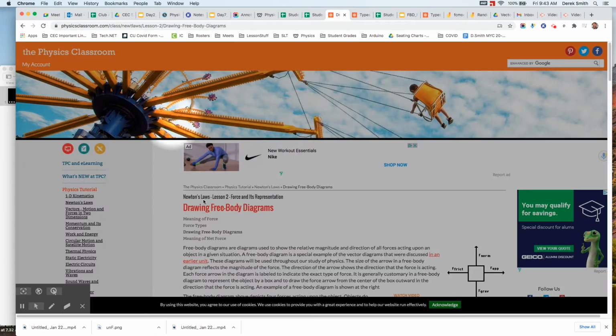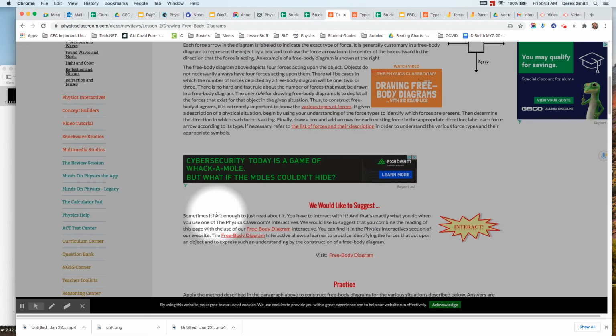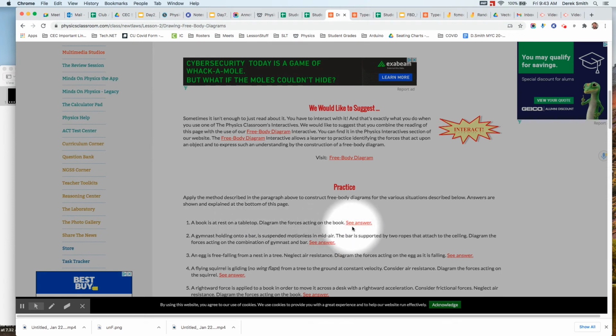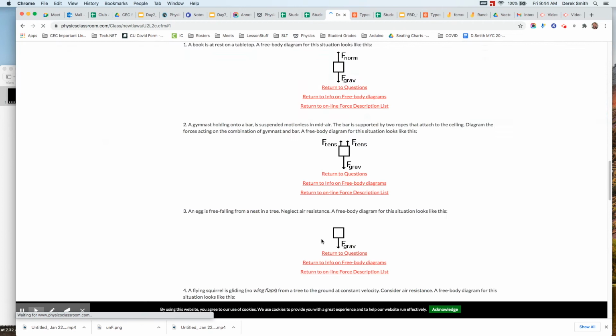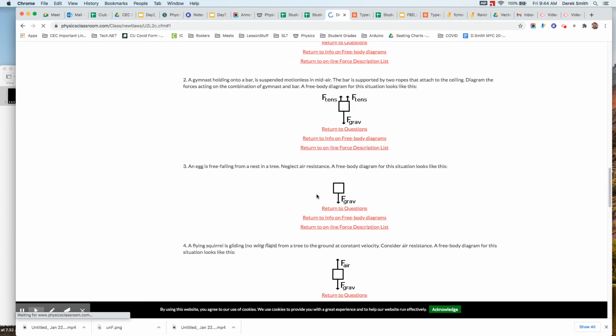But like a book is resting on a tabletop, right? We're going to draw the forces acting on the book. Right, so this is a pretty simple one. We're going to leave out any calculation. We're just drawing it right now.